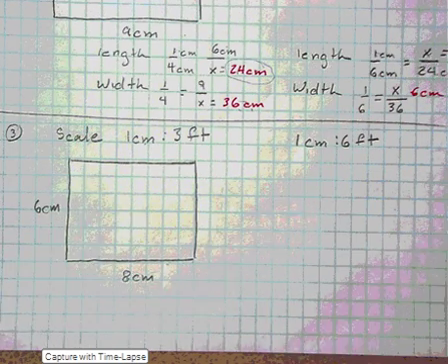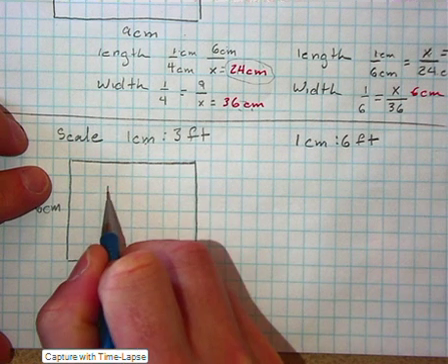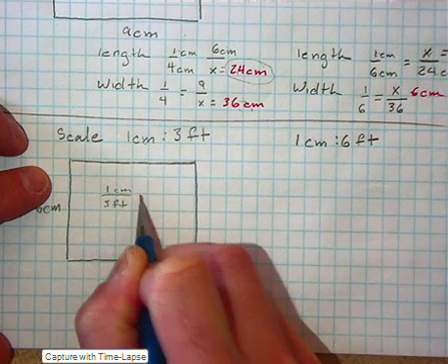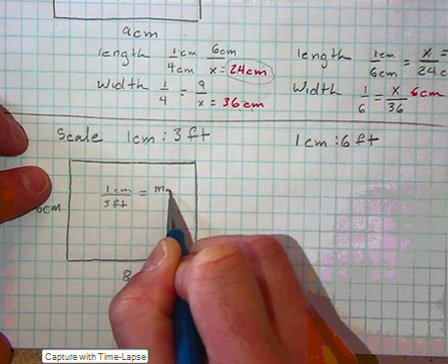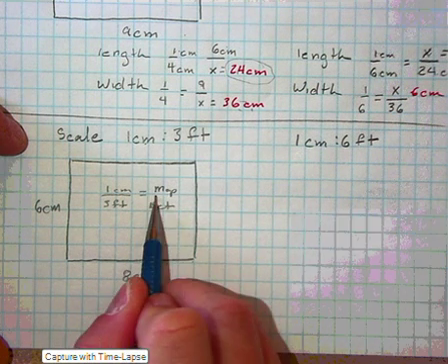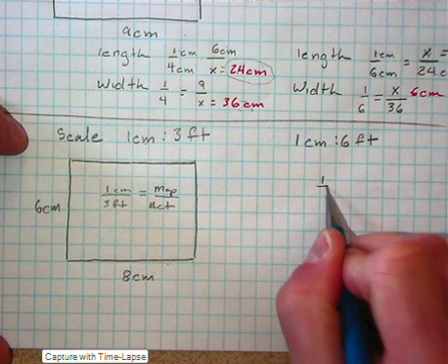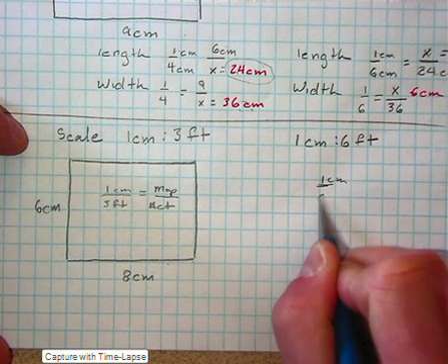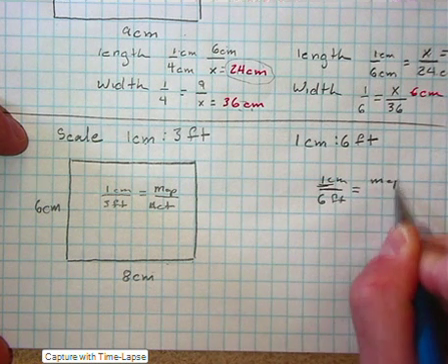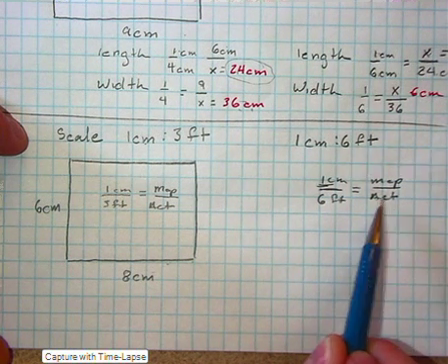For those of you that are struggling with a place to start, remember that your ratio here is 1 centimeter over 3 feet. And that is your map distance to your actual distance. You're looking for the actual distance. You know your map distance. For this one, 1 centimeter, 6 feet. That is your map. That's your actual. You will know your actual. You're looking for the map.